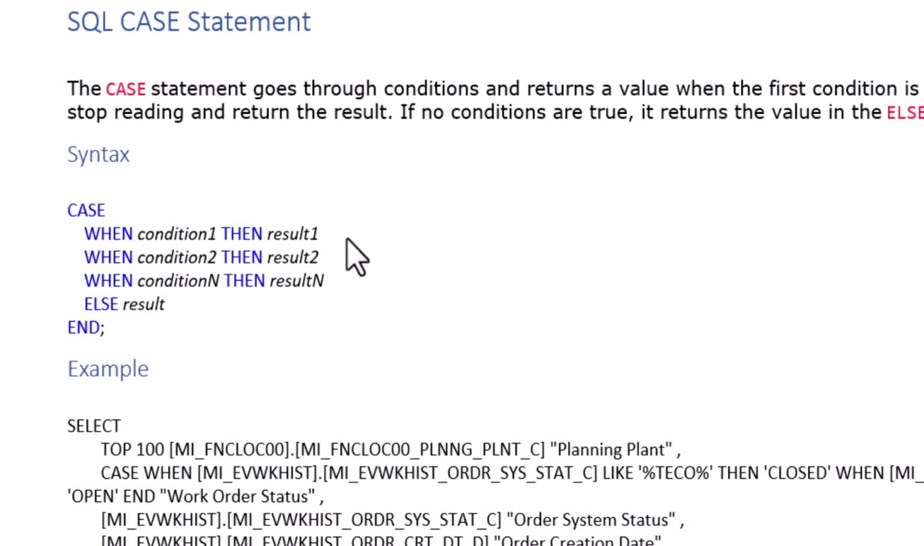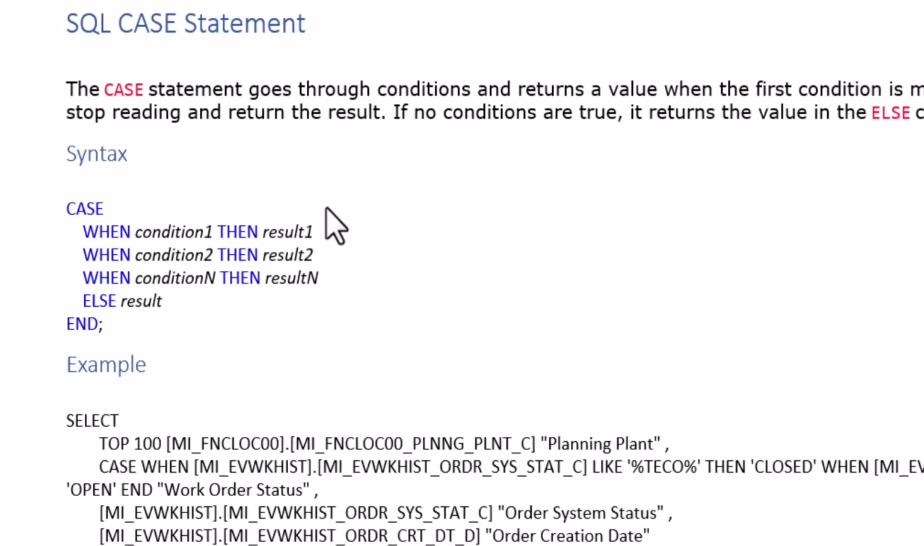So you can have one or many conditions. You can just have one condition, or you can have multiple conditions. And then finally, when you're out of conditions, you put in the default for anything else. Anything that doesn't meet those conditions, you put in an else this result. And then you always end it with an end statement. So that's the syntax.